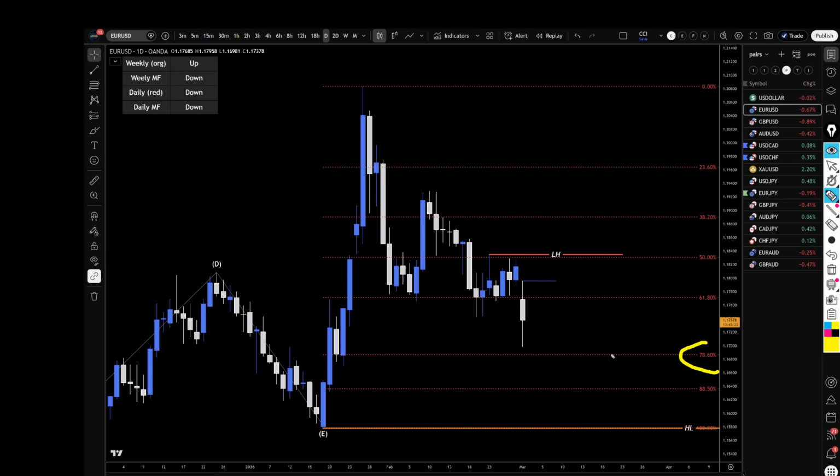Based on my US dollar analysis, I personally still think it might just keep on going down and take out this low. Either way, we are definitely still looking for shorts, and we've been looking for shorts for quite a while now.